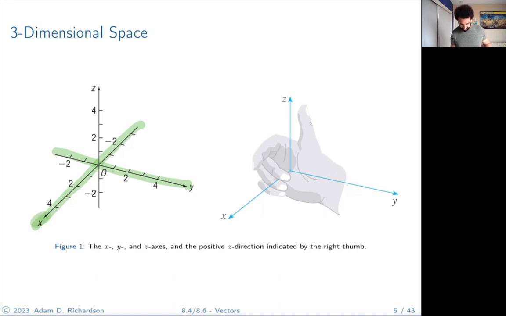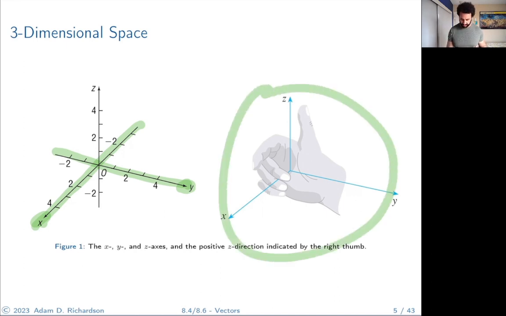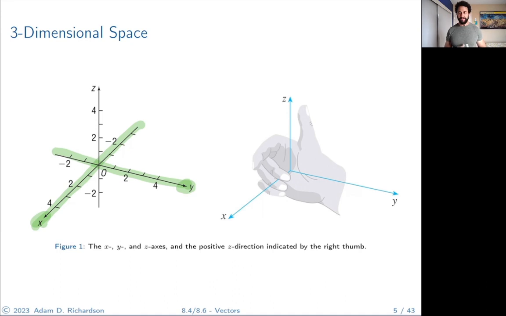This is the positive direction of the x-axis. This is the y direction. And then the positive direction of the z-axis is determined by the right-hand rule. If you want to know which way is up, you use your right hand and curl your fingers inward. Your pointer finger is going to point in the direction of the x-axis. Your curled fingers are going to point in the direction of the y-axis, right? There's y, there's x, and then your thumb will point in the positive direction of the z-axis.